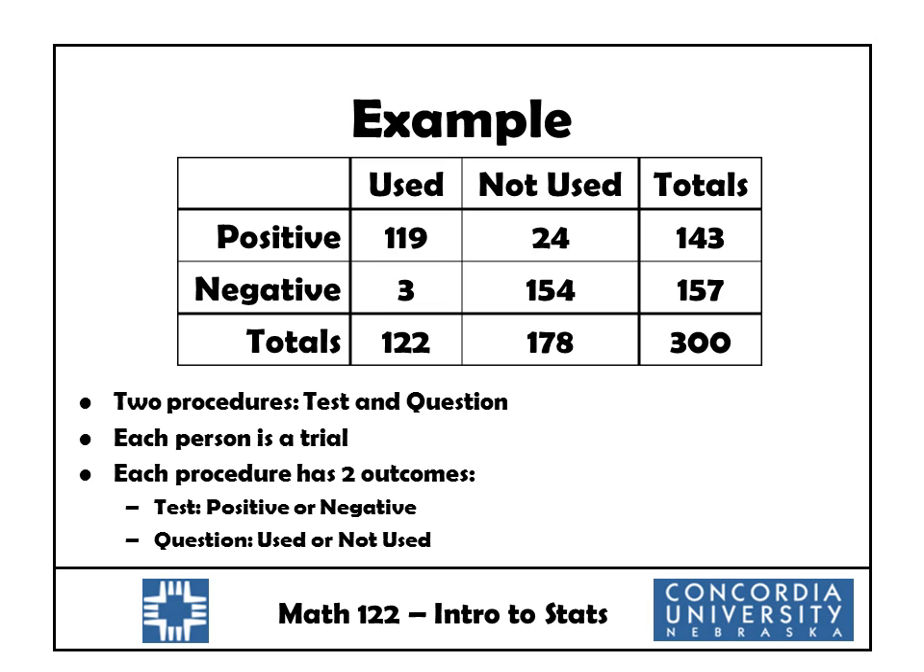So what we have going on here is really two different procedures, the test and the question. They're both procedures because we don't know exactly what's going to happen until we give the test to the person and ask them the question. Each of the 300 people is a trial, and each procedure has two different outcomes. For the test, either positive or negative. For the question, they have either used or not used marijuana.